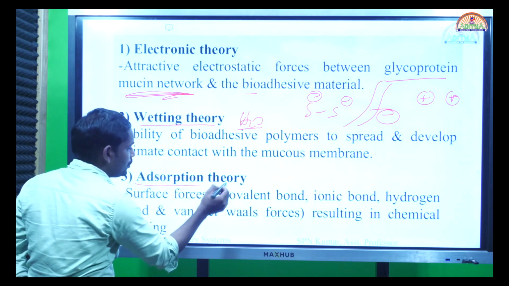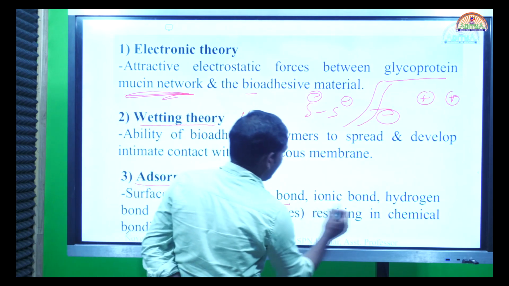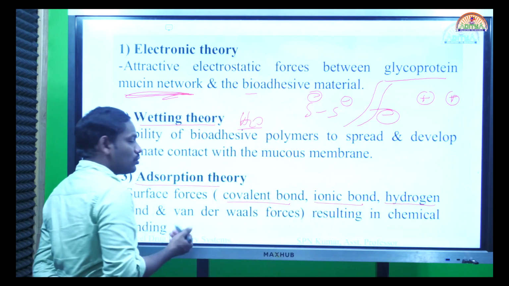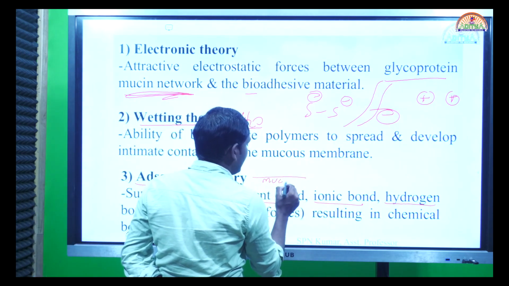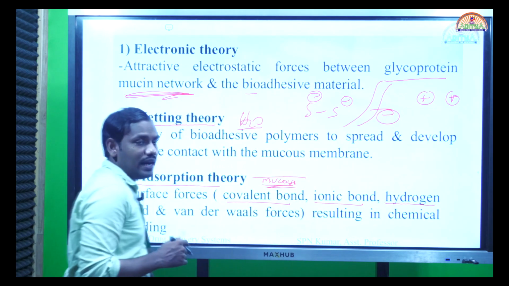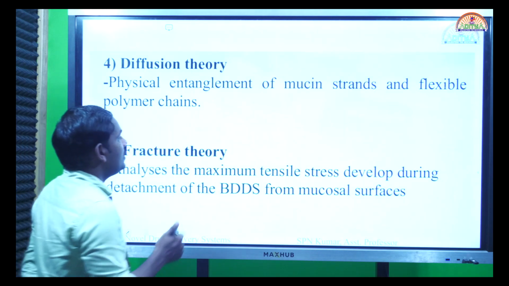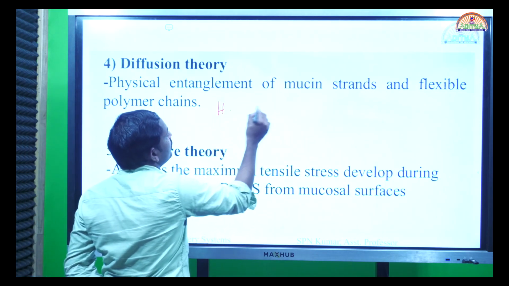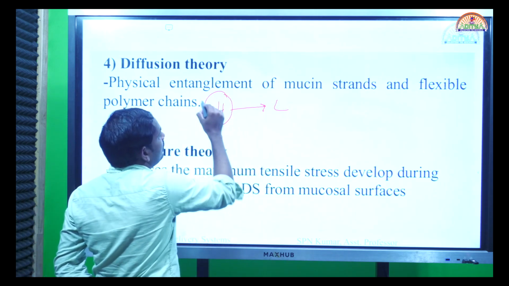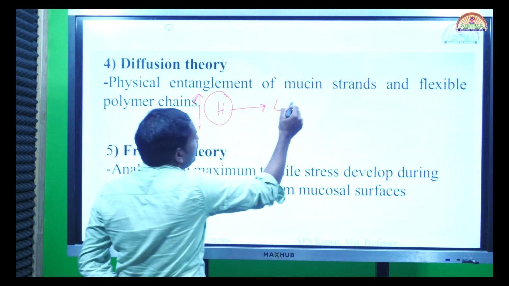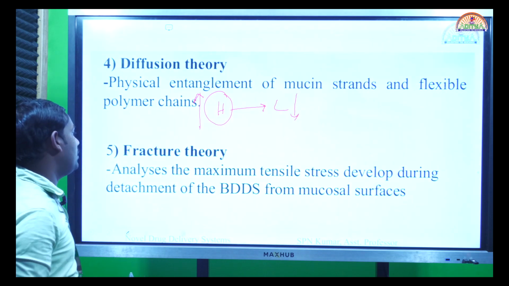The next one is adsorption. There are certain compounds which have surface forces, which may be covalent bonds, ionic bonds or hydrogen bonding. These bonds will adsorb onto the surface of the mucous membrane, and this can be the factor for attachment between the drug and the mucous membrane. So what is diffusion theory? Diffusion theory is the movement of solute molecules from high concentration to low concentration. Since these polymeric molecules are hydrocolloids, their molecule exposure is very high, and here the molecule exposure is very low. So both of them will get attached with each other once there is an interaction between the two.